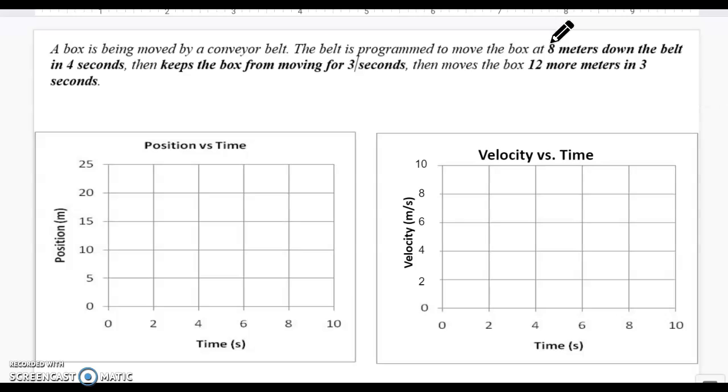And when you look at it, it's split up into 3 different parts. It says what's going on in the graph, or what will be going on in the graph. And when I look at this 8 meters, that unit, meters, matches up with the position. So I could actually draw my position versus time graph first.